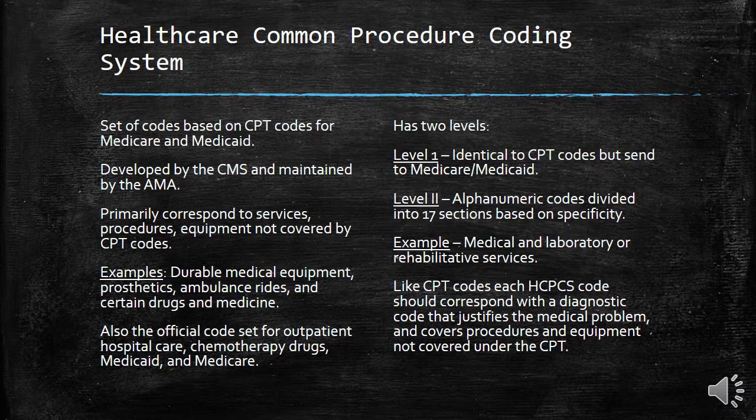It has 2 levels. Level 1 is identical to CPT codes, but sent to Medicare and Medicaid. Level 2 is alphanumeric codes divided into 17 sections based on specificity. Example: medical and laboratory or rehabilitative services. Like CPT codes, each HCPCS code should correspond with a diagnostic code that justifies the medical problem and covers procedures and equipment not covered under the CPT.